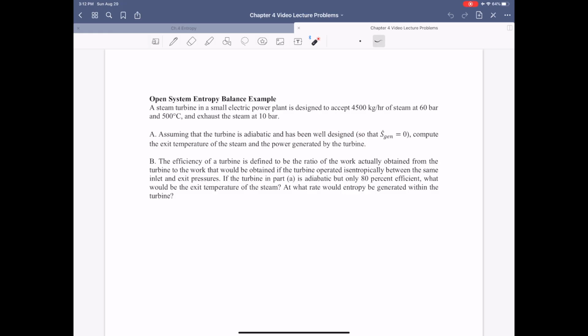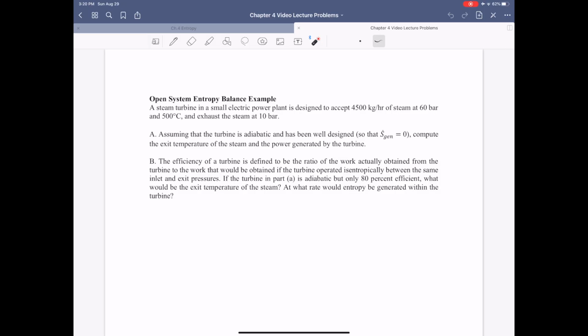In part B, we're going to take the shaft work value we get from part A, take 80% of that, and use that as the shaft work in part B. Based on that, we're then going to recalculate the exit temperature of the steam, and also how much entropy is generated as the steam passes through this inefficient turbine. Based on this text, pause the video here and draw a process flow diagram of this turbine.